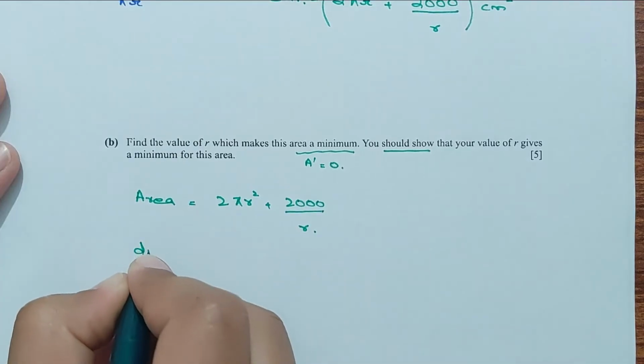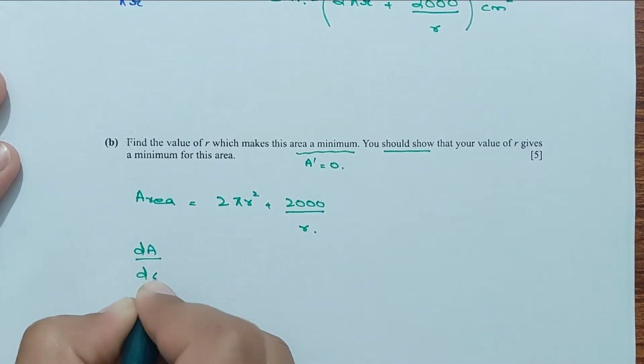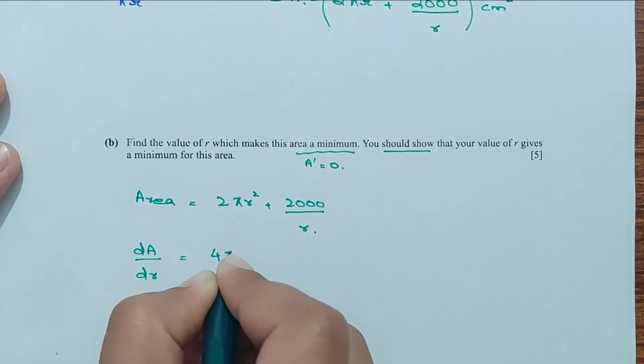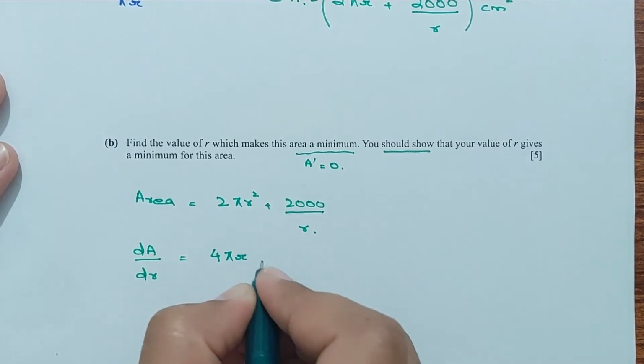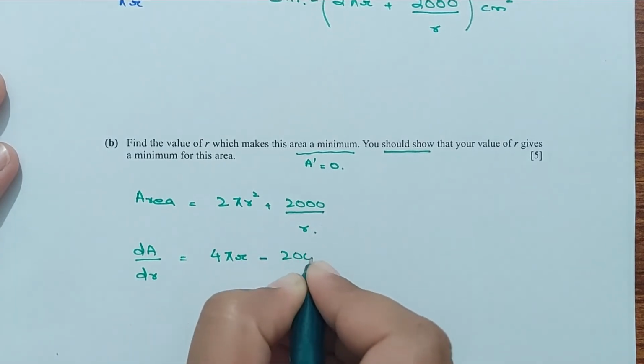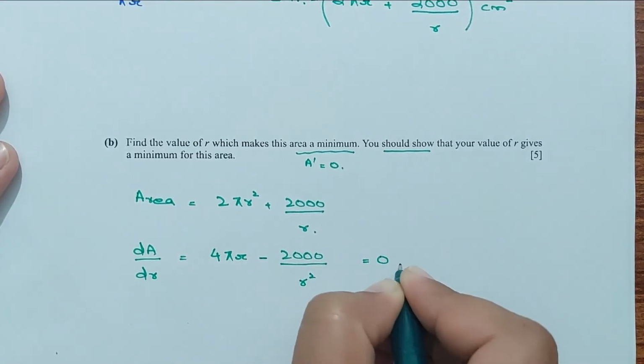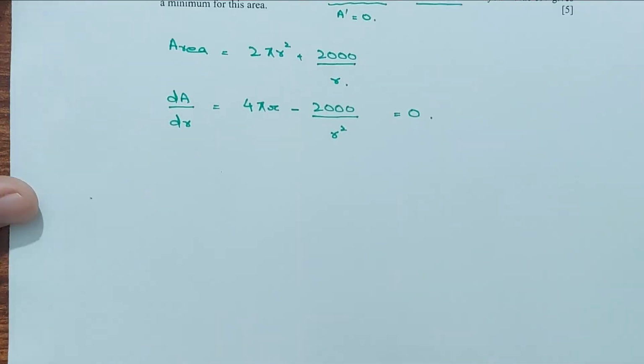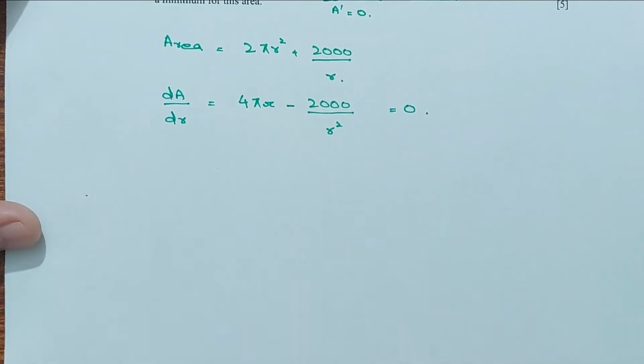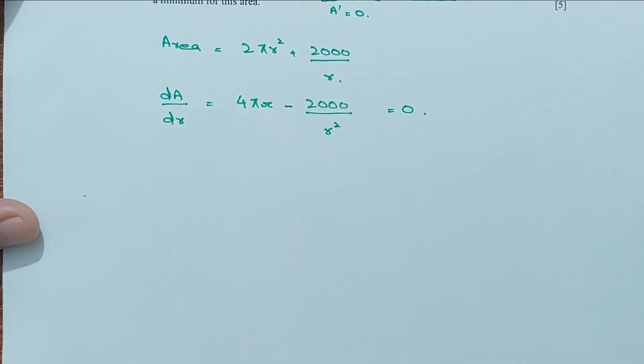So let me do dA over dr. This is equal to 4 pi r, right? And minus 2000 over r square. We have to put this equal to 0 to find the maximum or the minimum, right? Now let me solve for the radius.